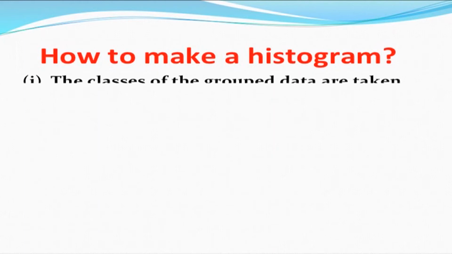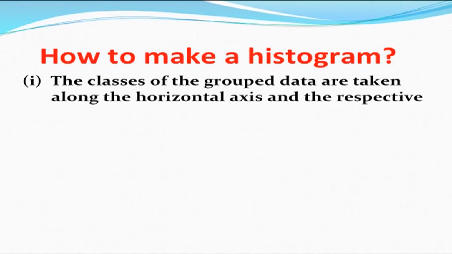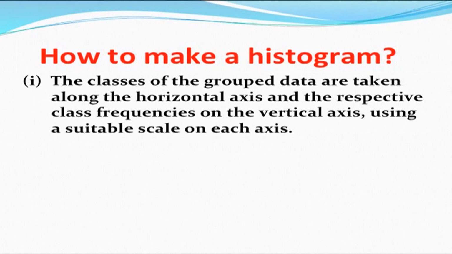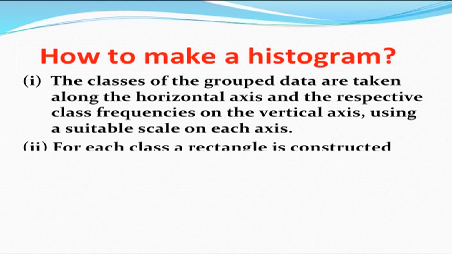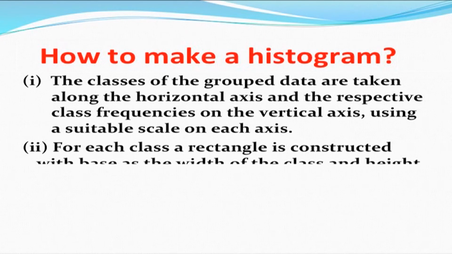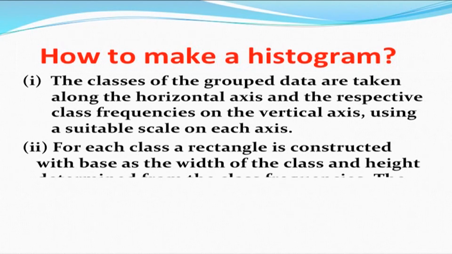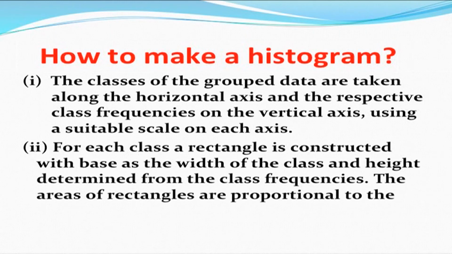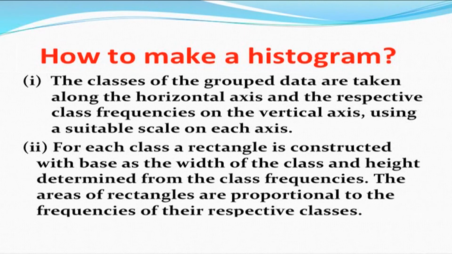In this procedure, the classes of the grouped data are taken along the horizontal axis, or say x-axis, and the respective class frequencies on the vertical axis, using a suitable scale on each axis. For each class, a rectangle is constructed with base as the width of the class and height determined by the class frequencies. The areas of rectangles are proportional to the frequencies of their respective classes.